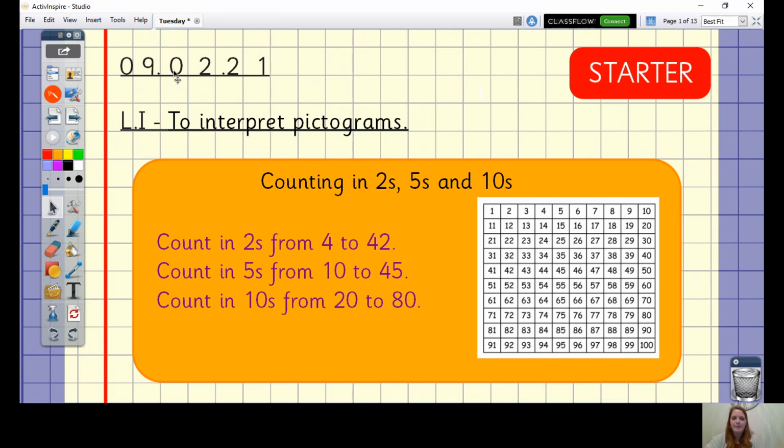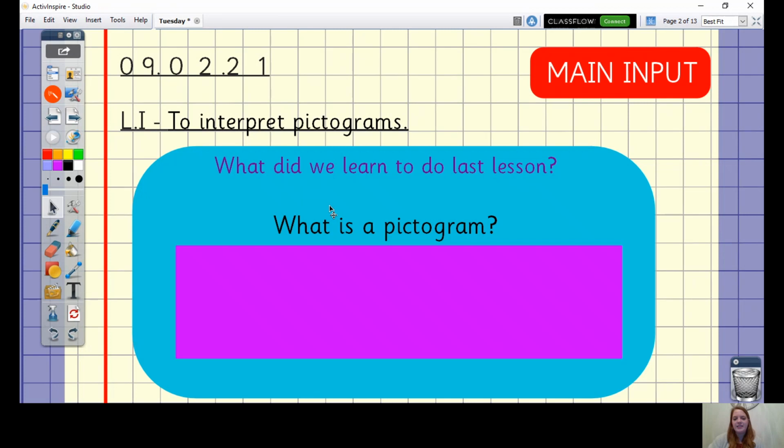Okay, well done, everybody. So just before we begin our learning today, I'd like you to think back to your lesson yesterday, and think about what you learned to do in your last lesson. In your maths lesson yesterday, you were learning all about pictograms and learning to draw pictograms. But this time, your pictograms were a little bit more challenging because your key wasn't just representing 1. Sometimes the symbols might have been representing 2 or 5 or even 10 items.